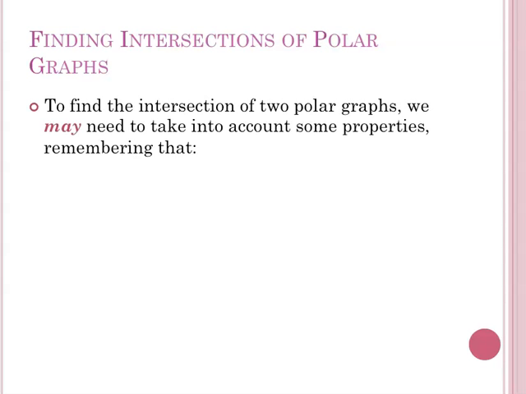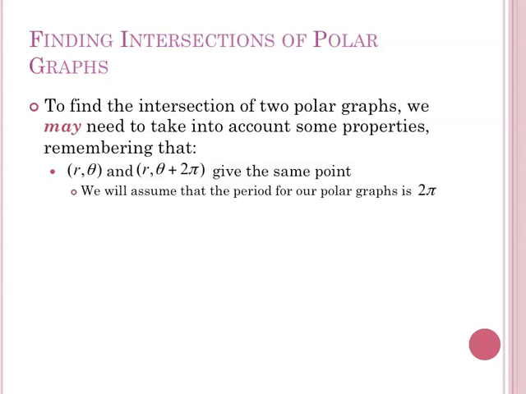So we'll start with a couple of things that we'll need to know before we get right into some examples. To find the intersection of two polar graphs, we may need to take into account some properties. First of all, r comma theta and r comma theta plus 2 pi give the same point. So for our purposes, we are just going to assume that the period for our polar graphs is 2 pi.